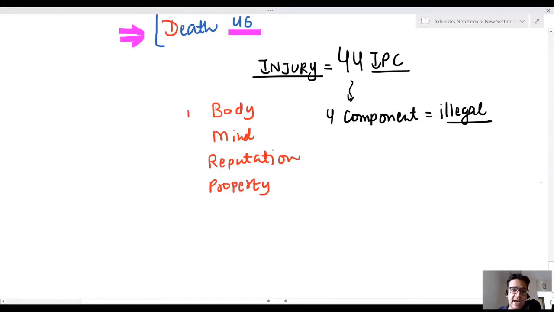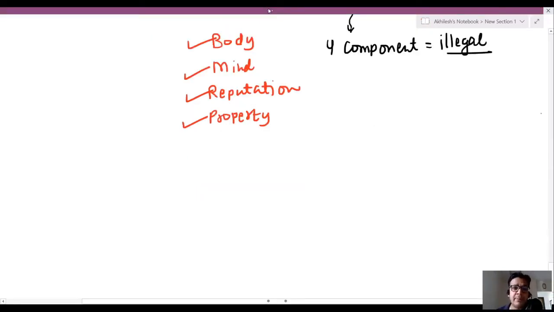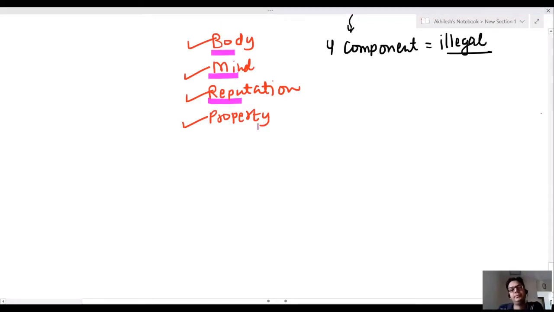It means you are harming the body, the mind, the reputation, or the property, taking away the property. Injury is not only a body injury; mental harassment is also injury, insulting a person is also injury, taking away the property is also an injury. So injury involves 4 components: body, mind, reputation, or property.